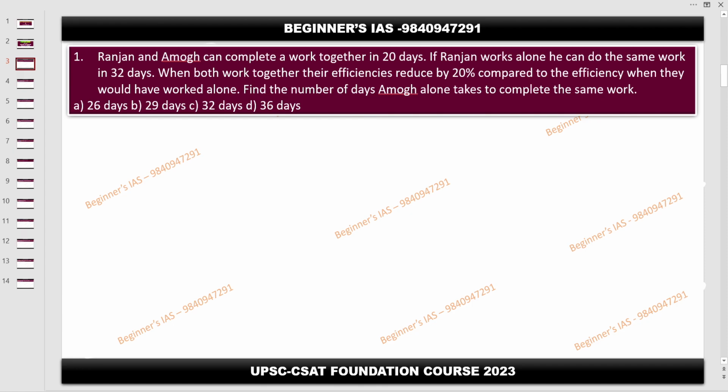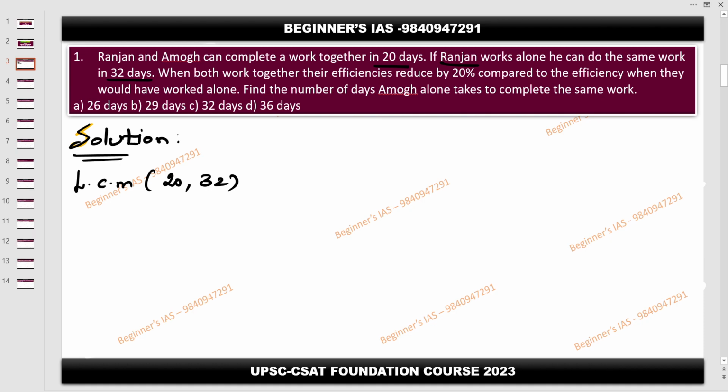The procedure to solve this kind of question is, first, taking the LCM. If you take the LCM, then you can find out the total work needed to be done. So the first step is to take the LCM between the 20 days Ranjan and Amog take together and the 32 days Ranjan takes alone. So you need to take the LCM between 20 and 32.